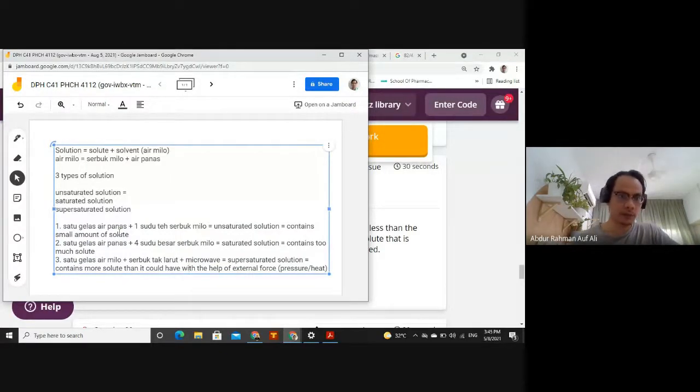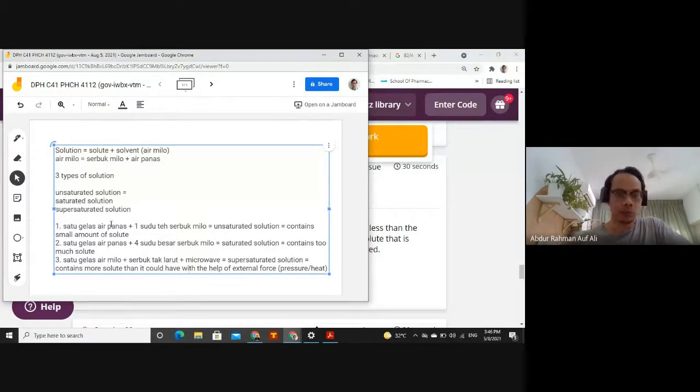Unsaturated bermaksud dia tidak tepu. Satu gelas air Milo ni dia mengandungi sedikit sahaja solute, sedikit sahaja serbuk Milo. It contains a small amount of solute. Kita boleh tambah lagi serbuk Milo. And bila kita kacau boleh larut lagi. Okay, itu maksud unsaturated, tidak tepu.